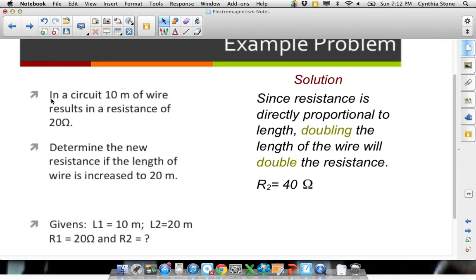Just an example. Imagine you had 10 meters of wire and you had 20 ohms of resistance. So that particular type of wire resulted in 20 ohms of resistance. What if I doubled the length of my wire? What's the new resistance going to be? There are the givens. You could use the equation, but to me this is the easier way to solve it: because it's directly proportional, doubling the length will double the resistance. So my new resistance is 40. That's how you solve a problem like that, and you can expect to see something like that on your test.